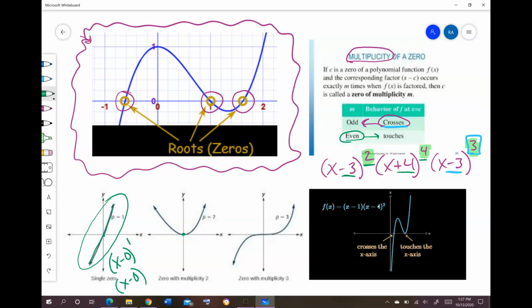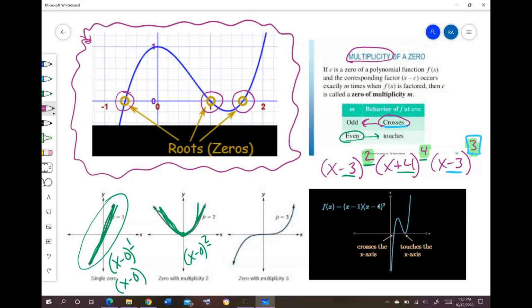See how this one touches? See how it goes down and touches it and then pops back up? We're going to say that's an even multiplicity, and we're going to say it to be 2. So 9 times out of 10, if it crosses that x-intercept, it's going to be a multiplicity of 1. If it touches that 0, it's going to be a multiplicity of 2.